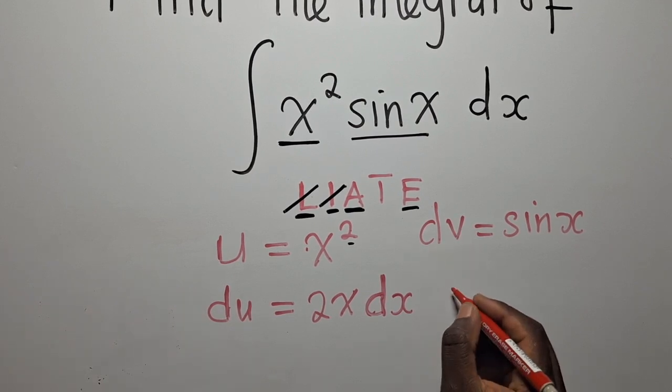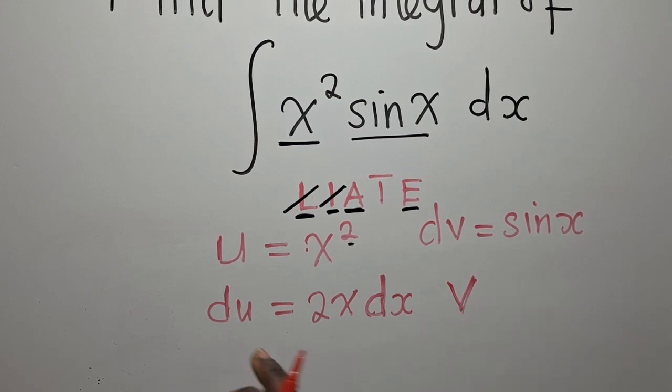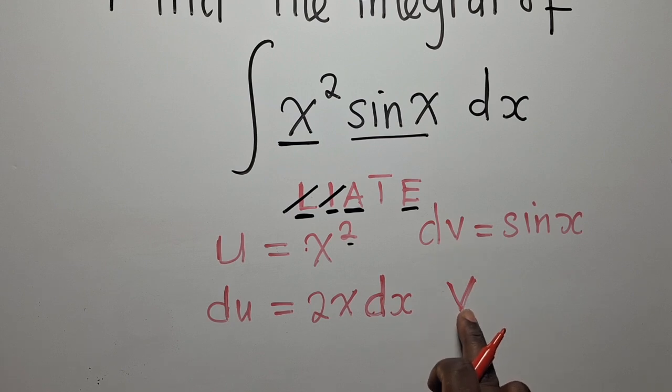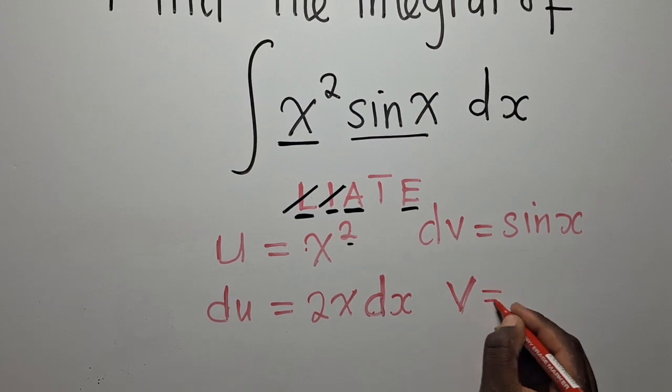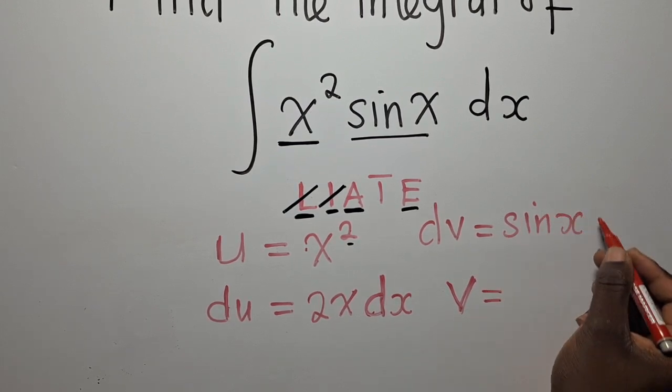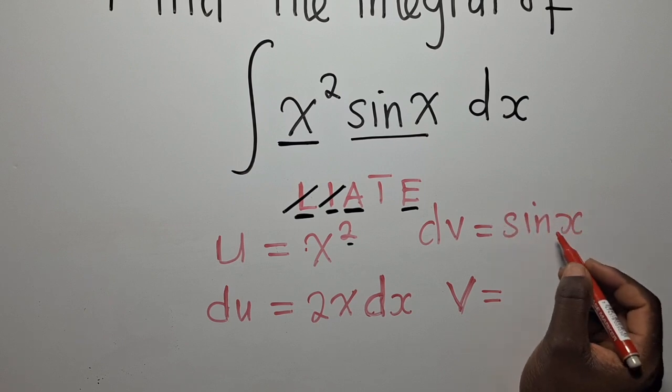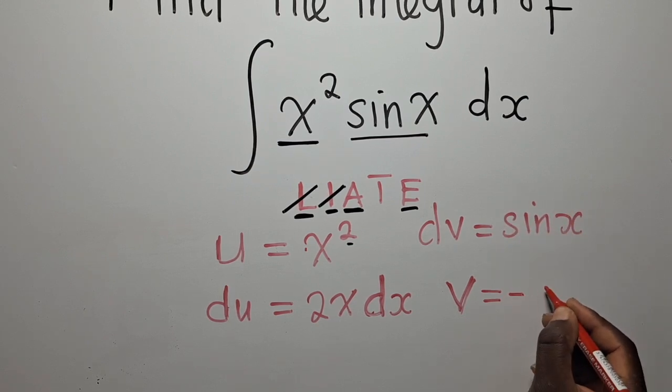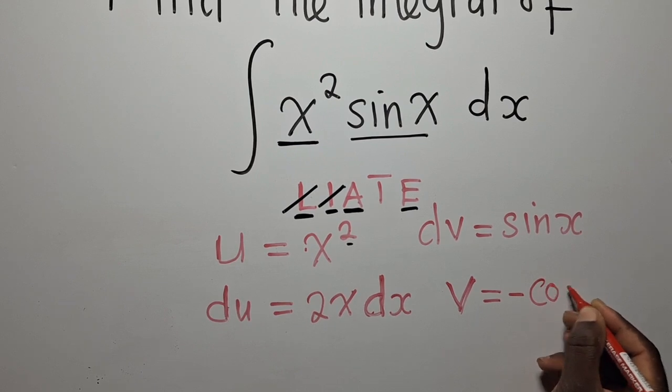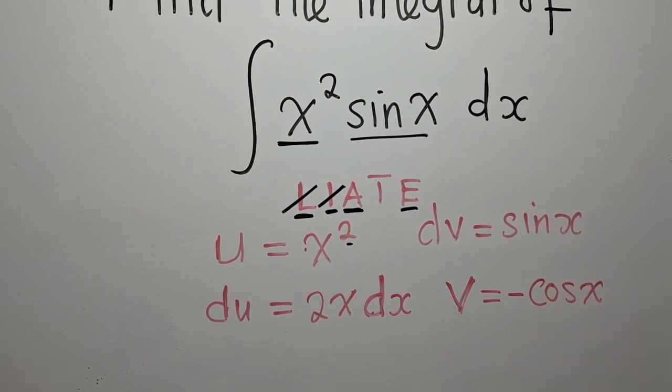Now for dv, you're going to find your v. Here it was u, and we found du. Here it's dv, and we find v. So v means you integrate this. What is the integral of sine x? It is, of course, negative cos x. So these are the things we needed.